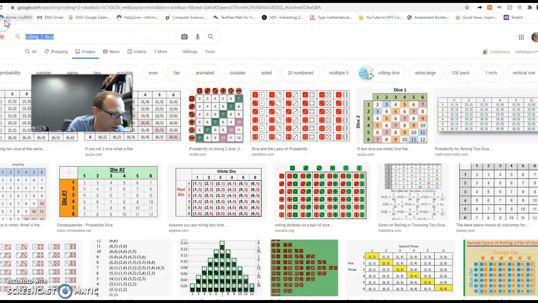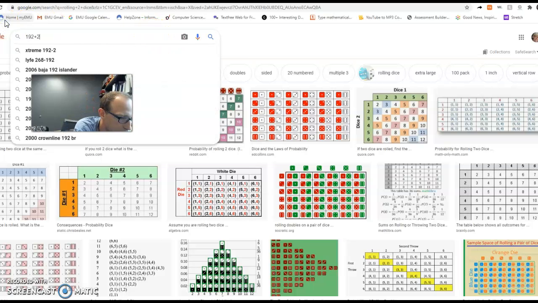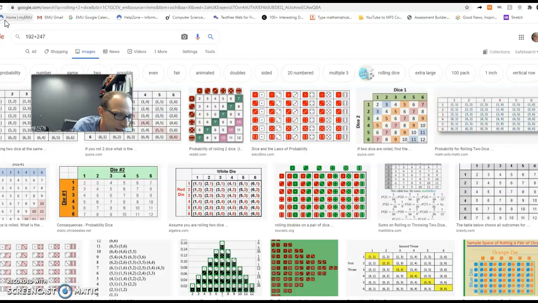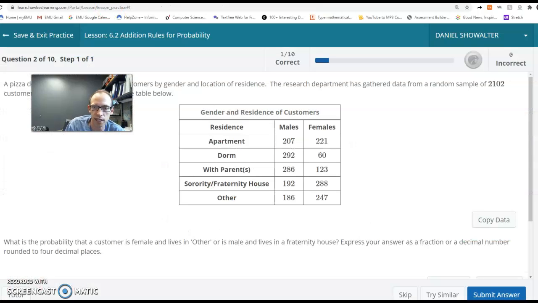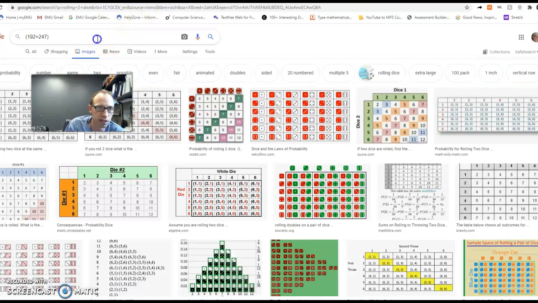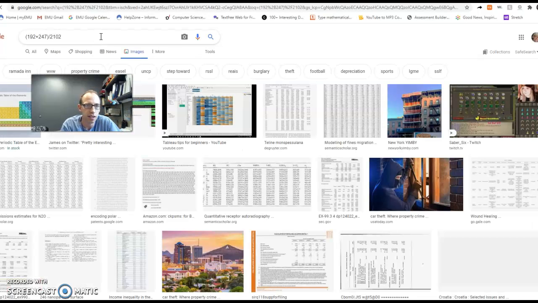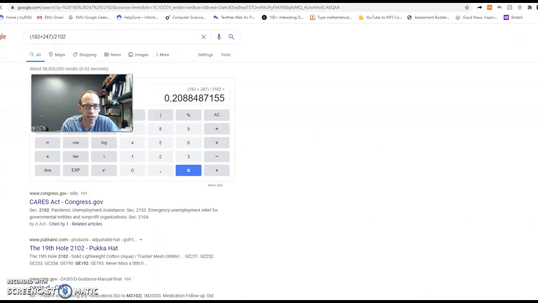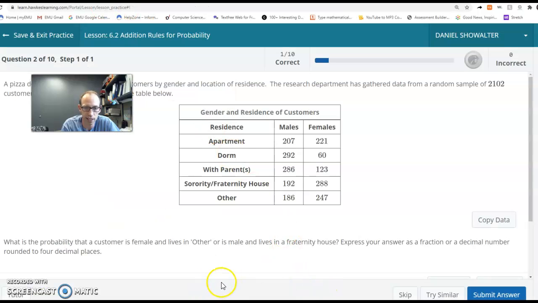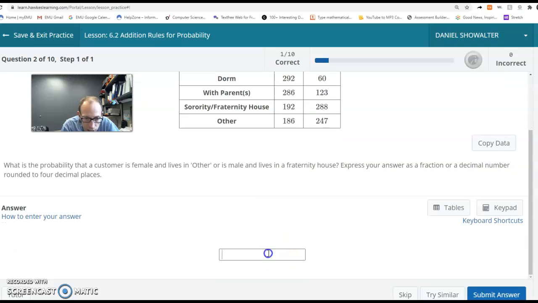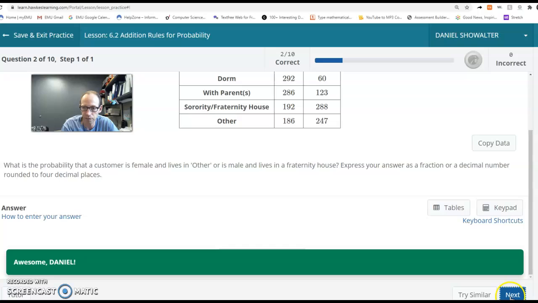So again, 192 plus 247. And then if we're going to divide that, we better put those in parentheses. And it would be divided by 2,102. That gives us 0.2088. And we can put that in down here. There we go.